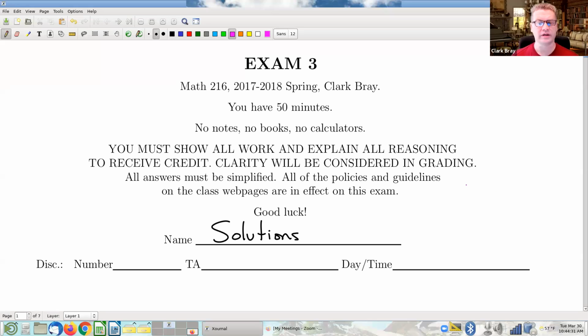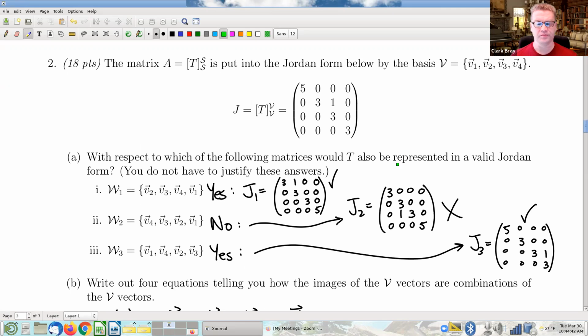Okay, here's another old exam question. This one is about rearrangements again. And so let's see here. We are looking at exam 3 from 1718 spring, and we're going to be looking at number 2. Okay, so we start off with a matrix given in Jordan form.